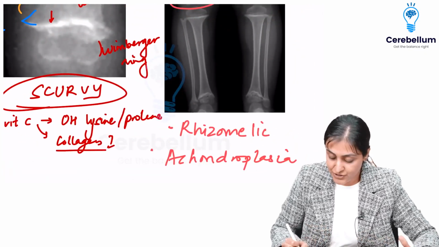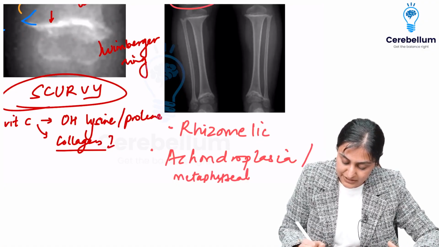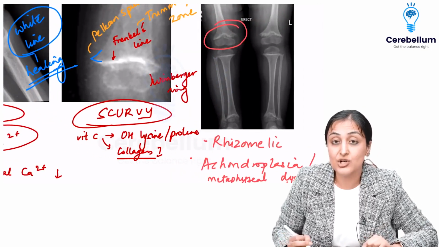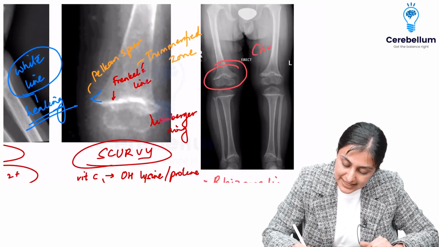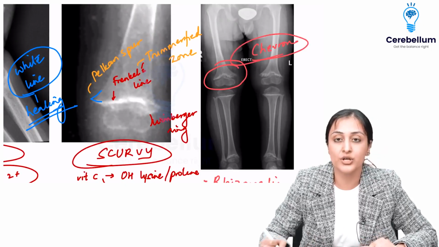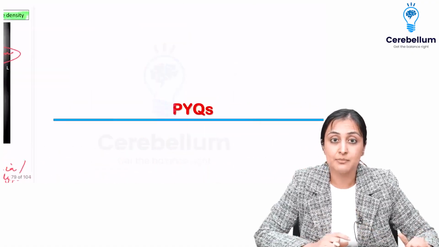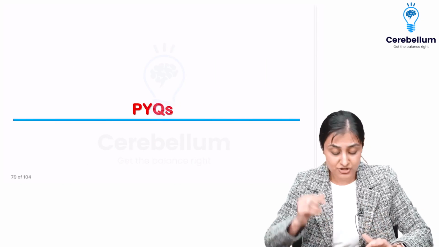Instead of achondroplasia, they may also write it as metaphyseal dysplasia. So achondroplasia, metaphyseal dysplasia is irregular metaphyses with a normal bone density, and this sign is called the chevron sign. So this is the chevron sign here. So this is our approach to bone disorders, MSK radiology in general.